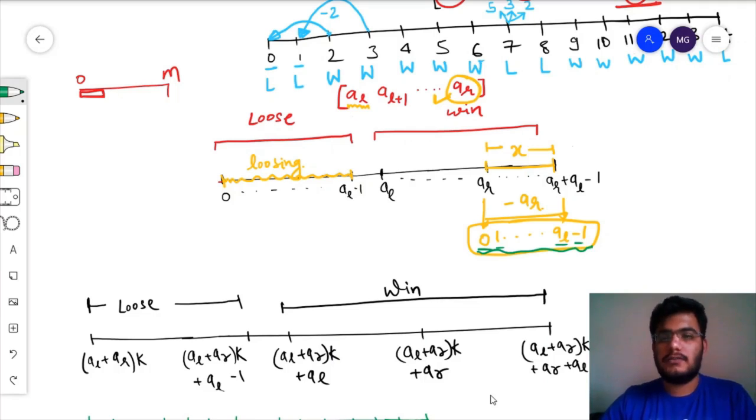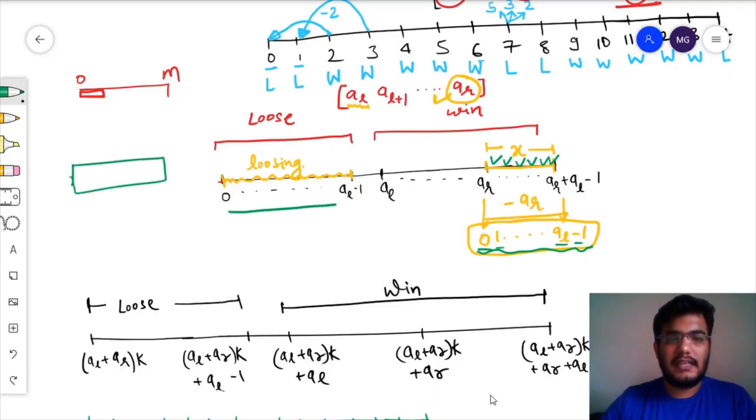So clearly we can also say that here, after removing A_R number of objects, we will get a particular state which is losing, which means that this X can be stated as a winning state. So this concludes our proof for the first block, that if the modulo is less than A_L, then it is a losing state. And if we combine both of the solutions which we have proved, we can say that if the modulo is greater than A_L, then it is a winning state.